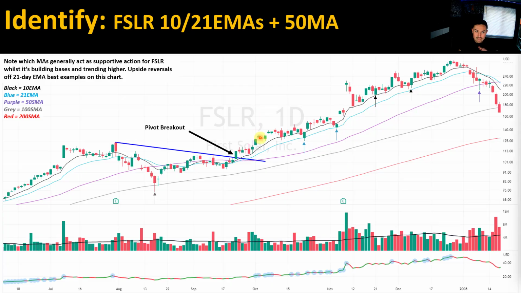First Solar. Now we're going back a little bit further. Find supportive action on the 100 SMA, which is the grey line, I nearly forgot what moving average it was, the 100 SMA in here, breaks out of this base, then where do you see that you get the first two upside reversals, which is where price is coming down, finding supportive action and closing strong? 21 EMA, 21 EMA, then it's 10 EMA, then it's 10 EMA, then it tries to find supportive action on the 50 SMA, and it fails. Again, why risk management is really important.